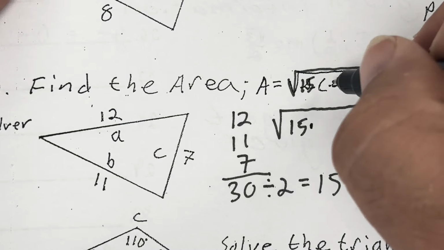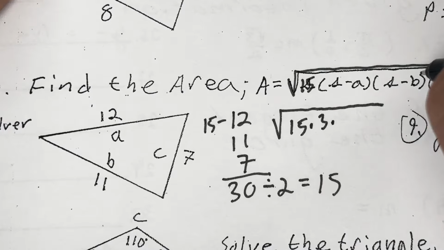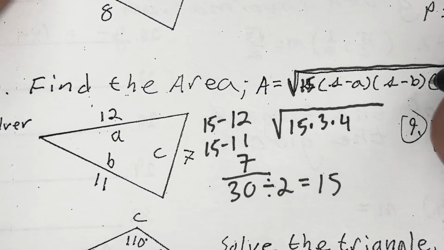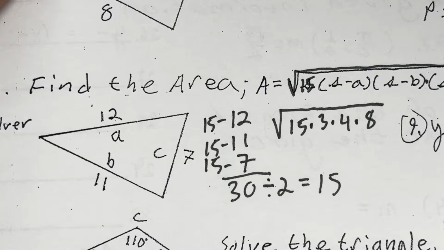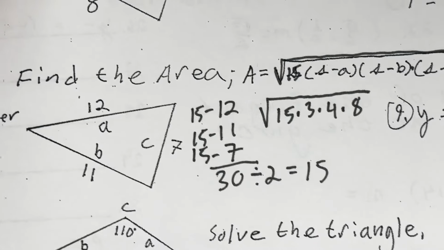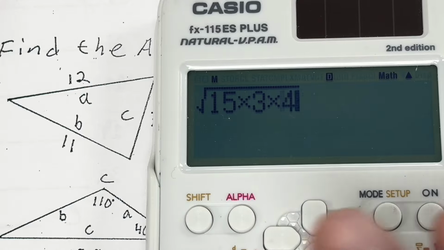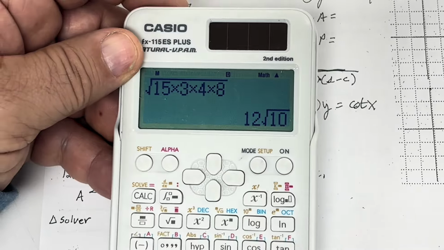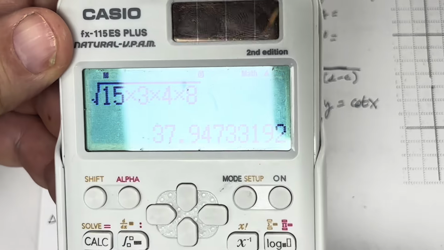And then we have to do 15 times 15 minus 12. Well, 15 minus 12 is 3, times 15 minus 11. 15 minus 11 is 4, times 15 minus 7. So that would be 8. Square root of 15 times 3 times 4 times 8 is 12 radical 10, but we don't want it in radical form. We want it to the nearest whole number. So all we do is hit the SD button, and 37.94 will simplify to 38.